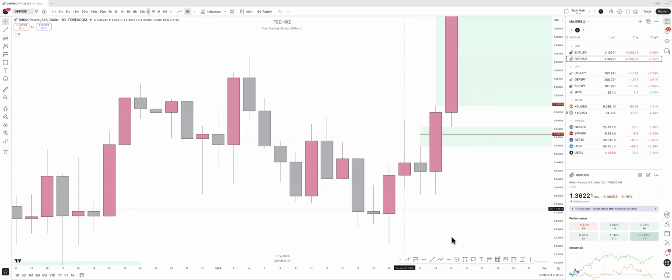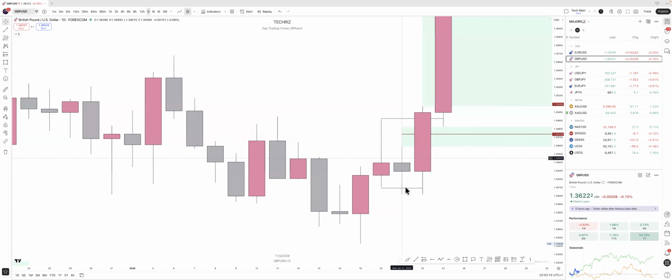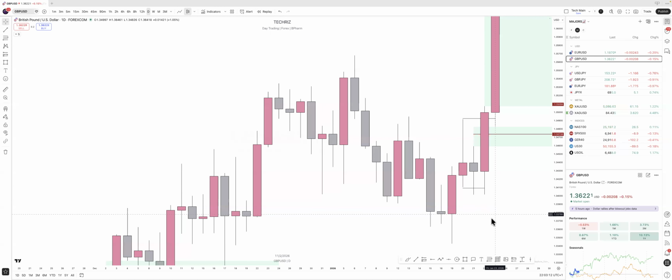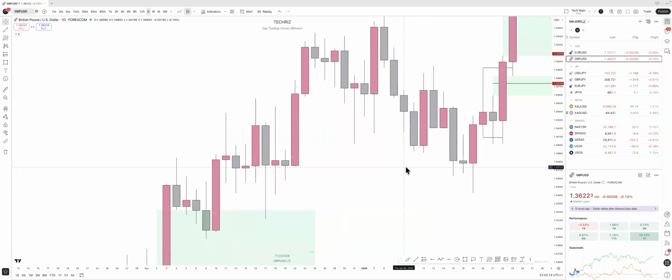Just be paying close attention to the spinning top. That's all. Look at it. A small body with long wick. And the market took out the low and closed an opposing candle. Can you see it? And then boom, we took out the high.